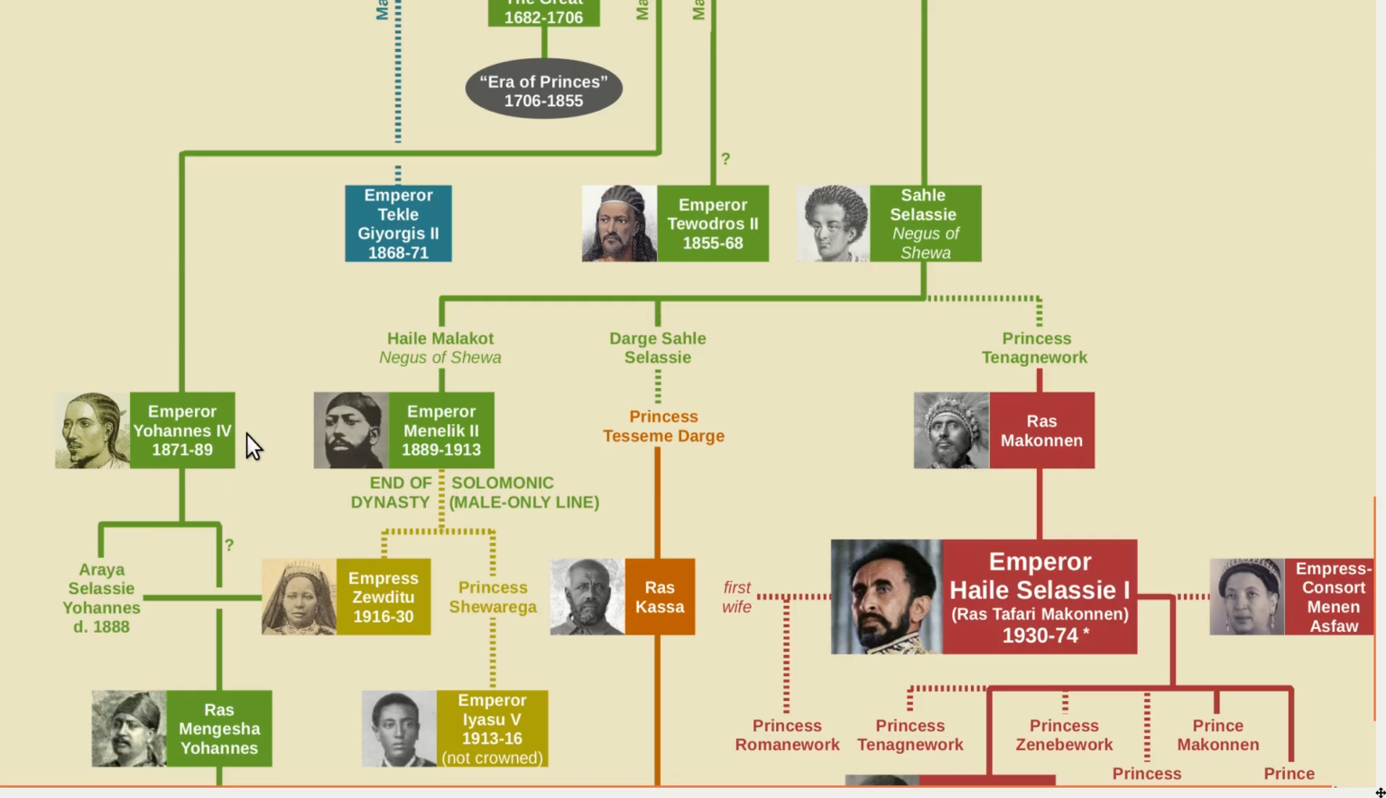So after Johannes IV, there was a power struggle. Ras Mengesha Johannes, previously known as the nephew of the emperor, but after the emperor died, it was claimed that he was actually the emperor's son. However, Menelik II, a descendant of the powerful Shewa branch of the Solomonic dynasty, won the power struggle and became emperor. He is the last confirmed male line ancestor of the Solomonic dynasty. Early in his reign, the Italians attacked Ethiopia, but the Ethiopians were able to successfully defend themselves.